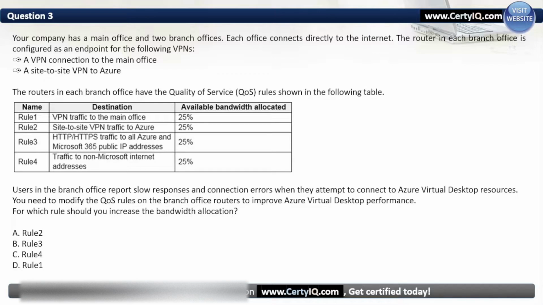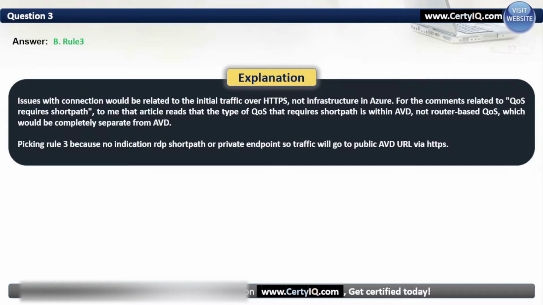The correct option is B, Rule 3. Issues with connection would be related to the initial traffic over HTTPS, not infrastructure in Azure. For the comments related to QoS requiring Shortpath, that article reads that the type of QoS that requires Shortpath is within AVD, not router-based QoS, which would be completely separate from AVD. Picking Rule 3 because there is no indication of RDP Shortpath or a private endpoint, so traffic will go to the public AVD URL via HTTPS.